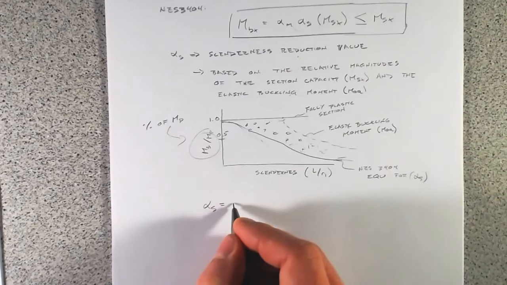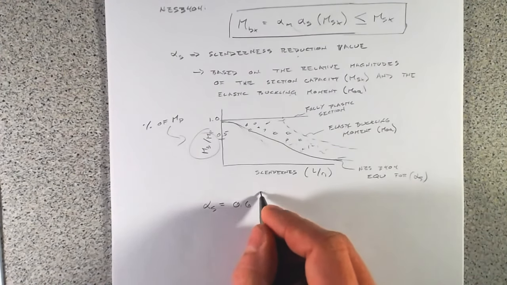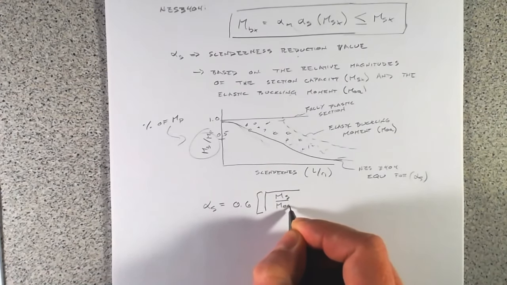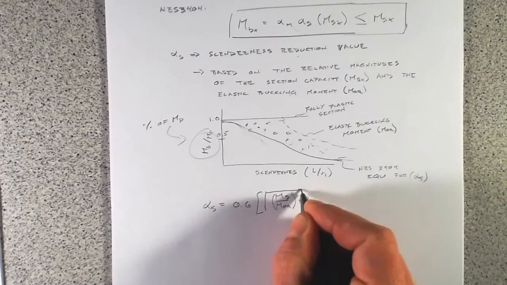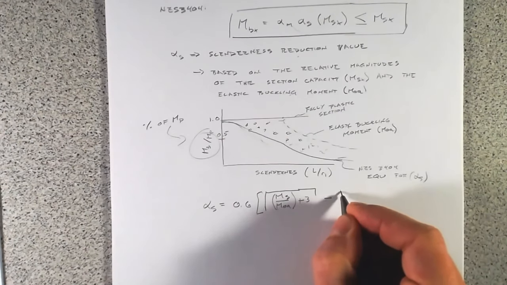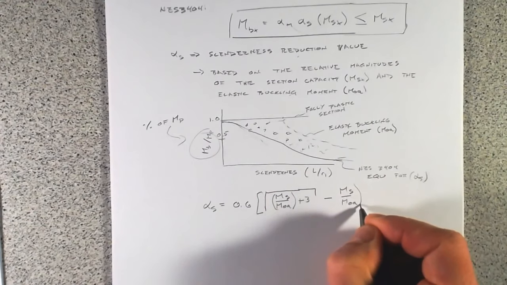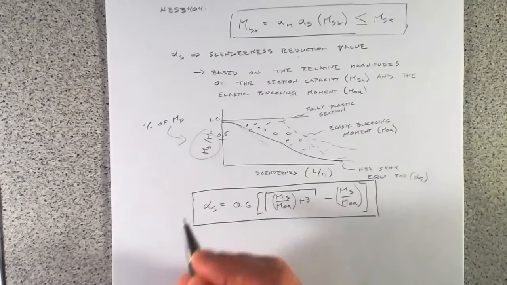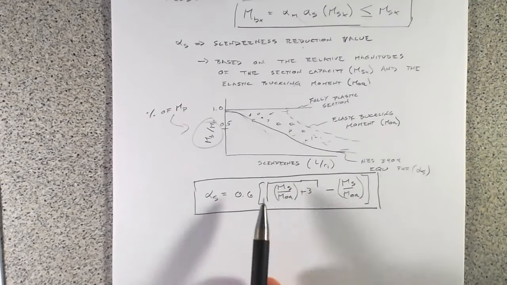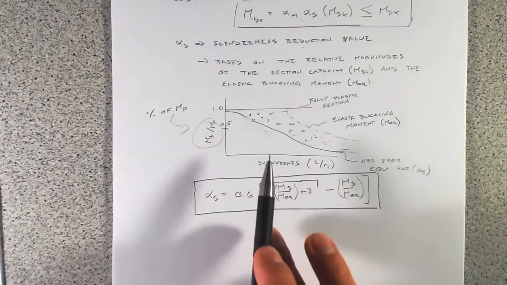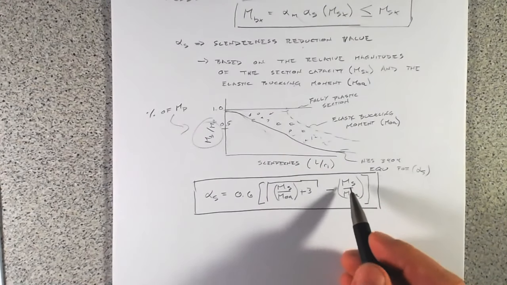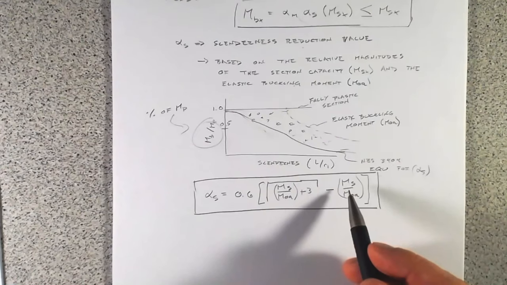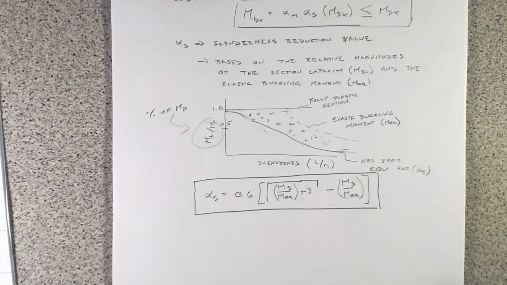Alpha_s ends up equaling 0.6 times the square root of, (M_s over M_oa) whole thing squared, plus 3, all of that under the radical, minus M_s over M_oa. So it's this great big equation, and the reason that it's a sort of arbitrary, ugly equation is really because it's empirical. It's just trying to fit some existing data, and all it's doing is looking at the ratio between the buckling moment and the section capacity. That's how we get to that.